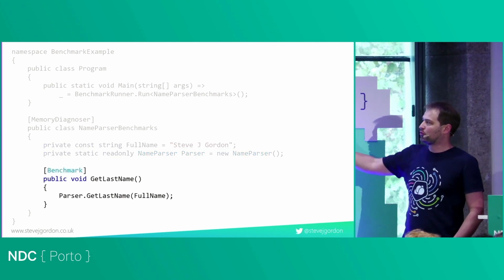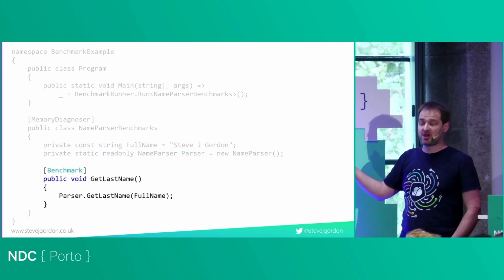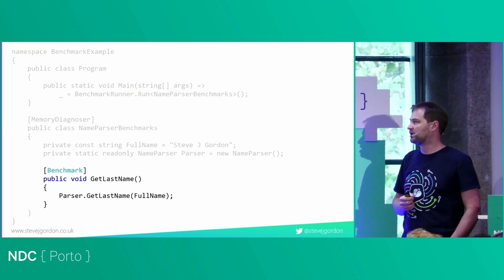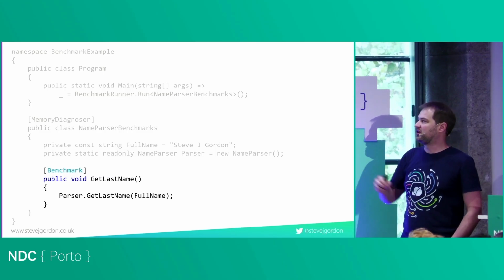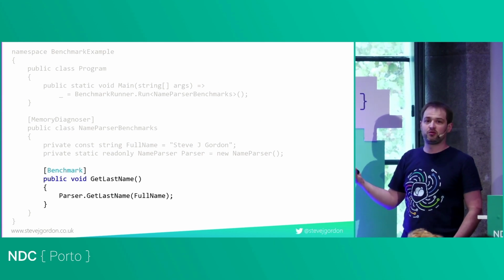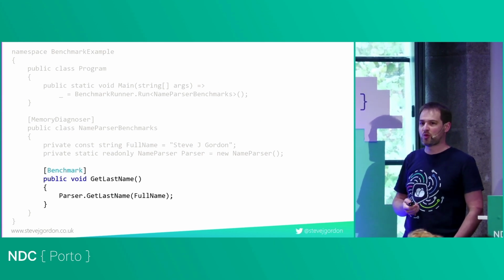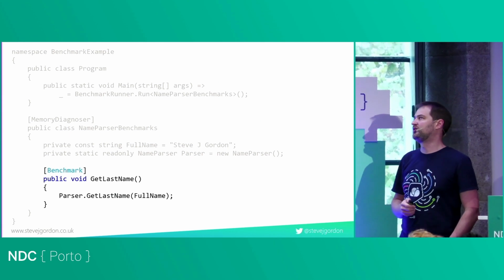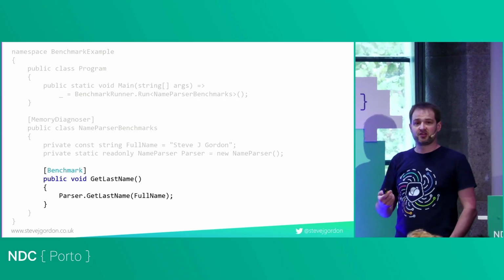And then my actual benchmark is below. So it's just a regular method with the benchmark attribute applied to it. And in this case, we're calling the getLastName method of that parser, passing in a full name, and we're going to then see what the execution time and memory overhead of that particular method is. We're going to run this. It's going to take some time to run.